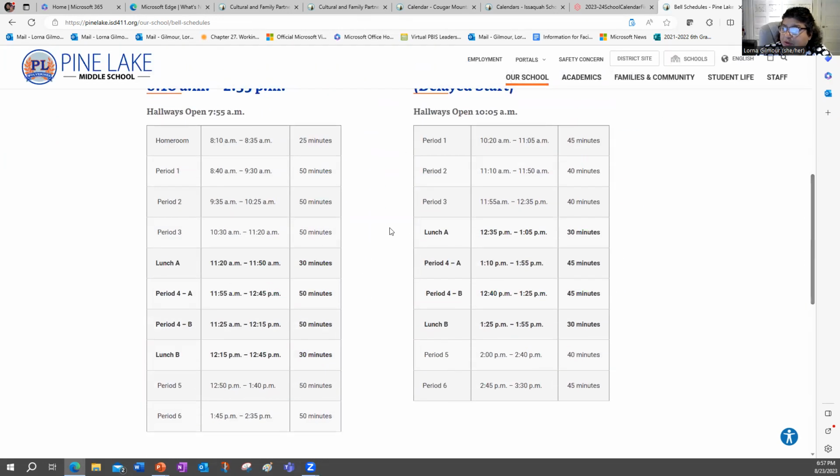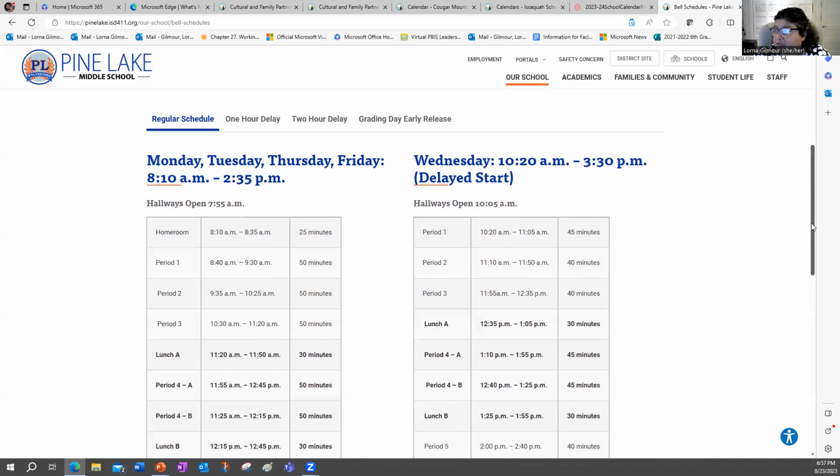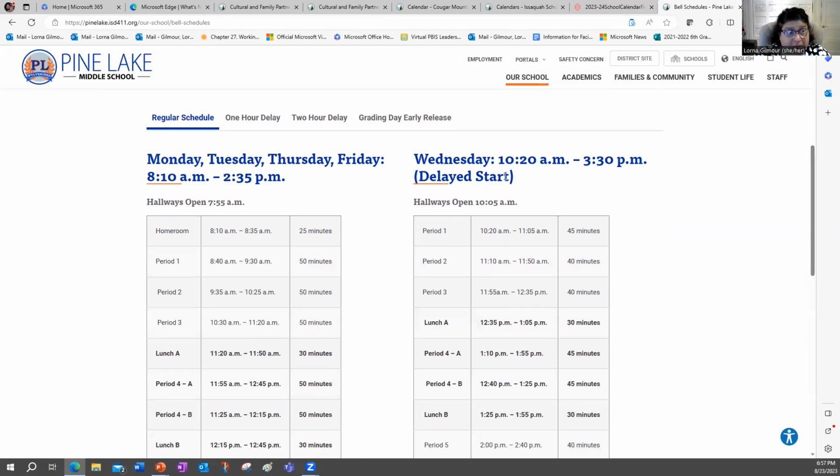For you, this is also important because if you're going to take your child out for an appointment, you'll know what periods they're missing. This would be a good place for you to look and see where they are at different times. As you can see on this, if you did not know, surprise, surprise, on Wednesday, school starts later. We have a delayed start on Wednesdays at all middle schools. Elementary schools start at their normal time, just middle and high schools have a delayed start. Pine Lake starts at 10:20. I believe Issaquah Middle, don't quote me, but I think it starts at 10:10.